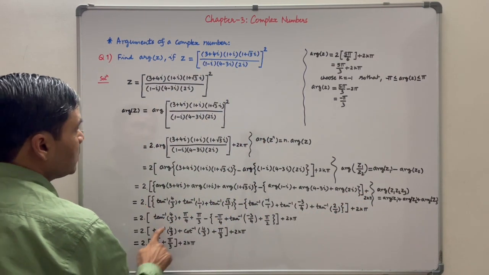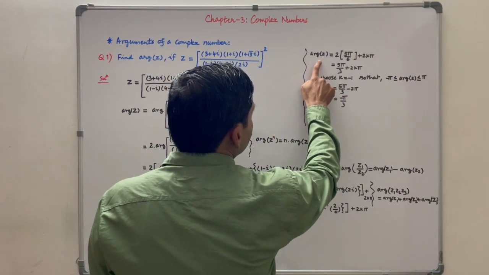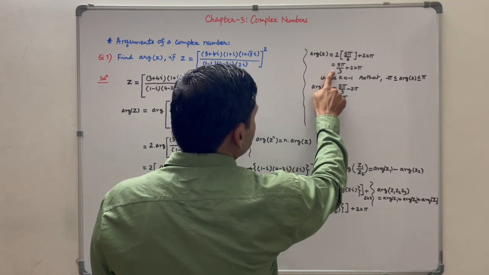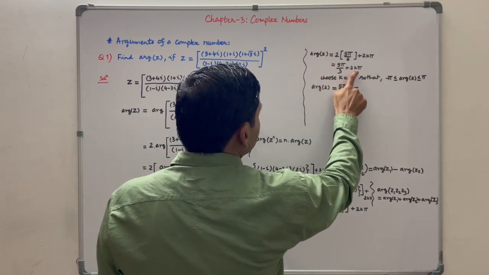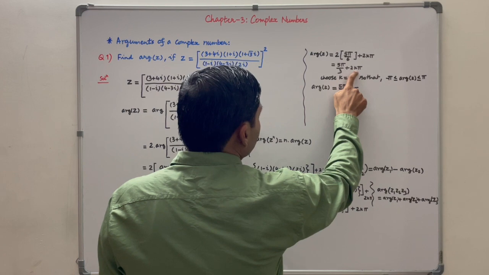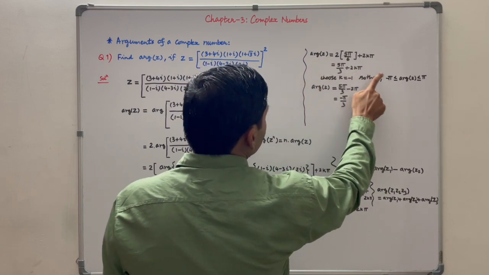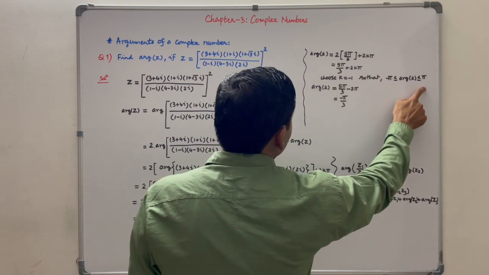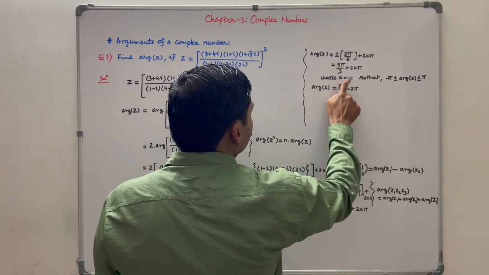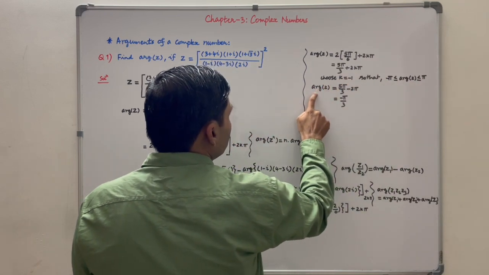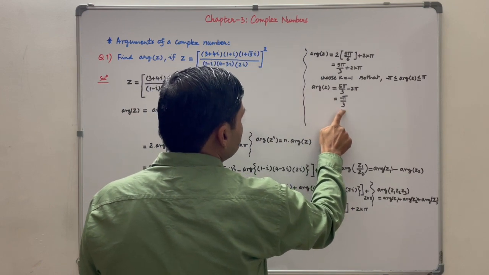Now this can be simplified as argument of z is equal to 5 pi by 3 plus 2k pi. Here k is integer. Now we have to put the value of k such that argument of z lies between minus pi to plus pi. So we can choose k is equal to minus 1. So argument of z is equal to minus pi by 3.